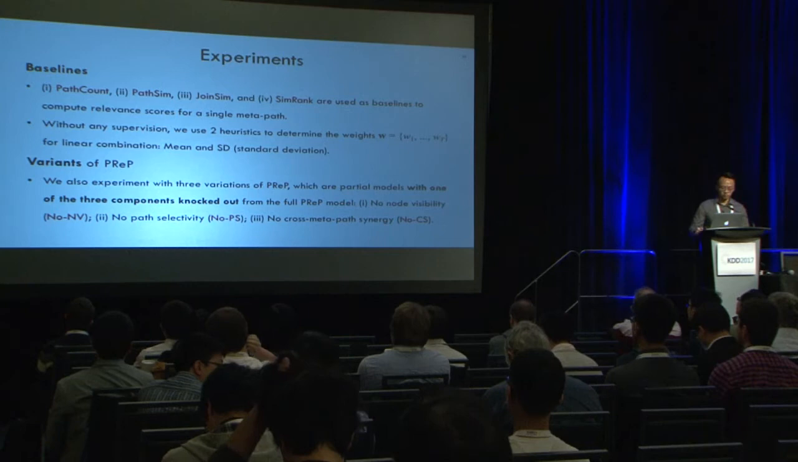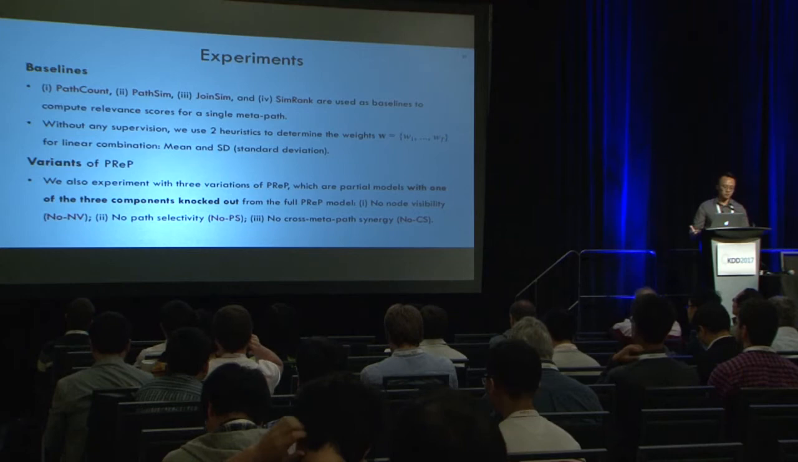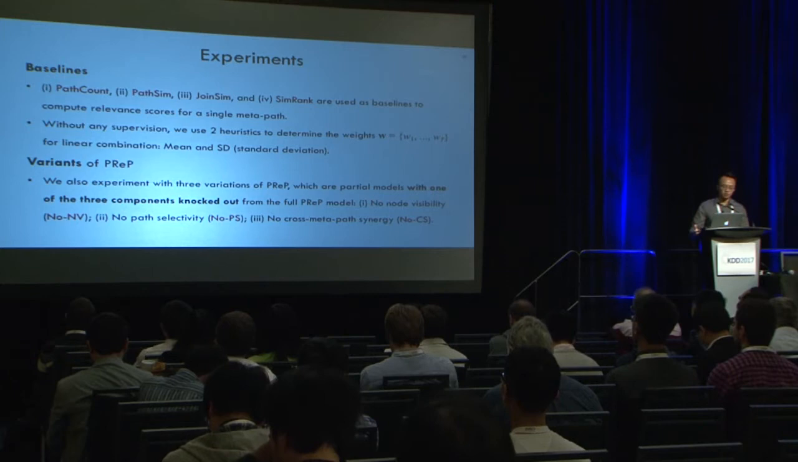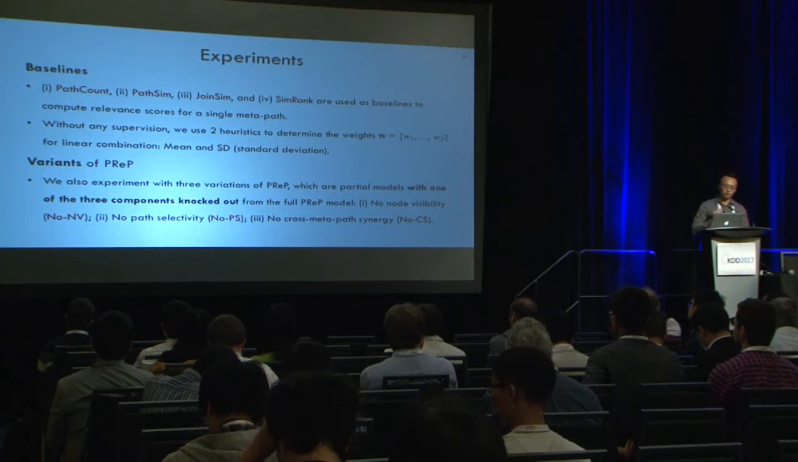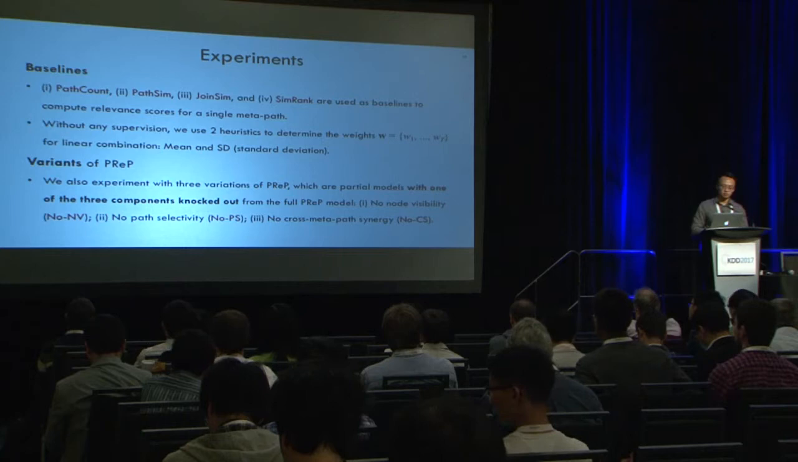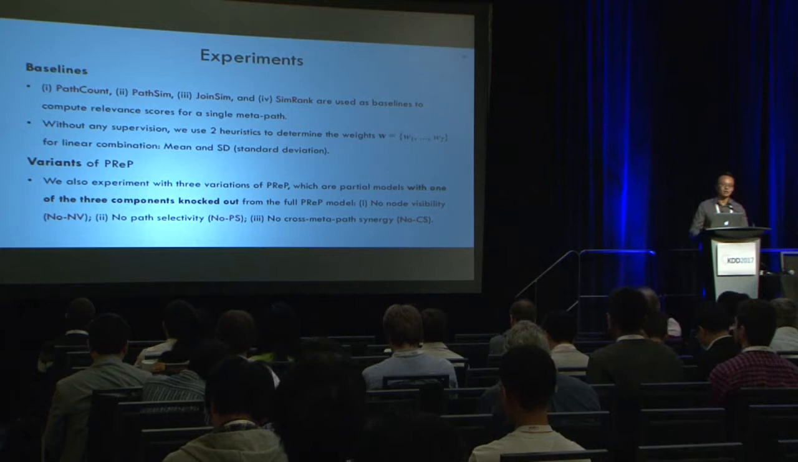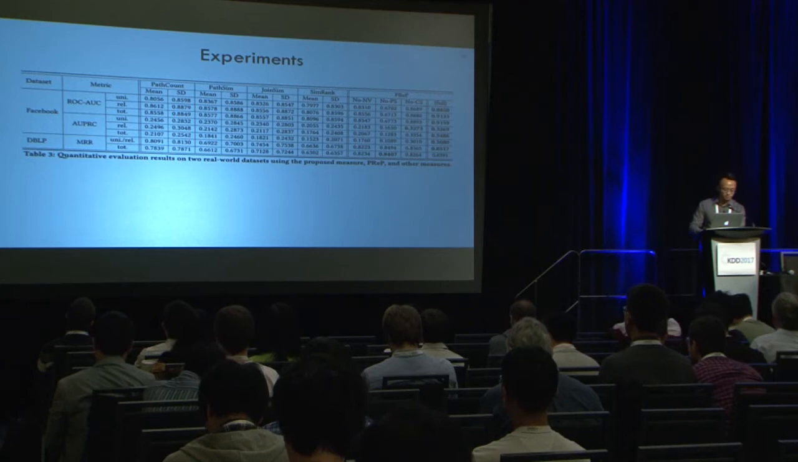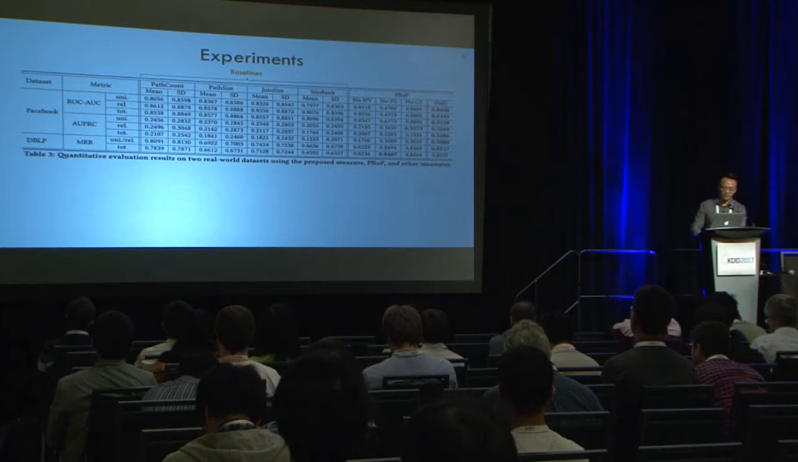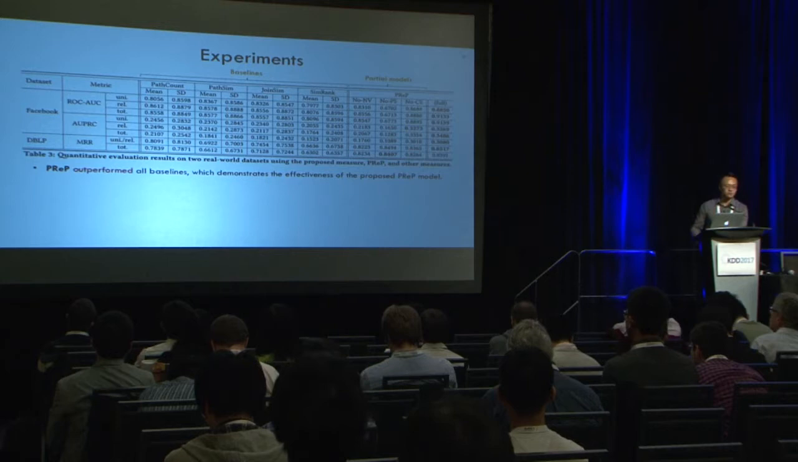And we also carry out the experiments on variants of PrEP, the proposed model, where the variants are basically partial models with one of the three components knocked out. So the first partial model does not model node visibility, and the second model does not model path selectivity, and the last one is without cross-metapath synergy. And this is the main result of the experiment, where the first couple of columns are the baselines, followed by three columns of partial models, and the last column is our proposed full PrEP model. And we can see from this table that PrEP outperformed all baselines, which demonstrates the effectiveness of the proposed PrEP model.